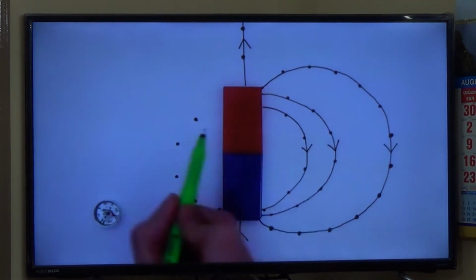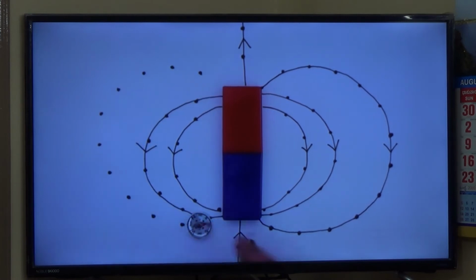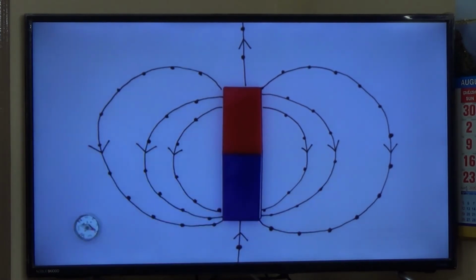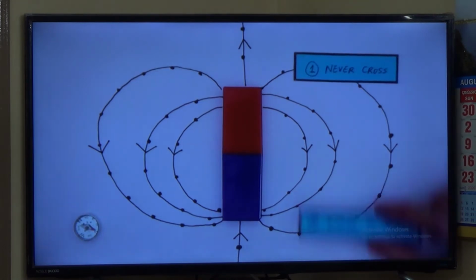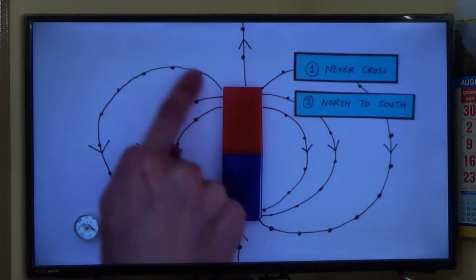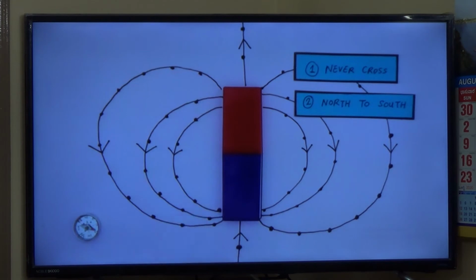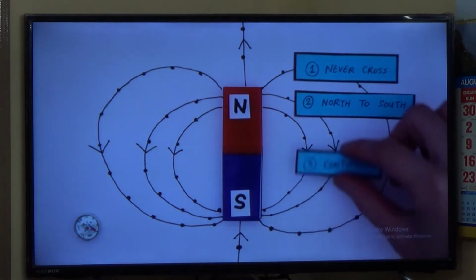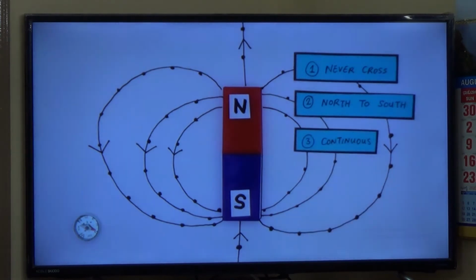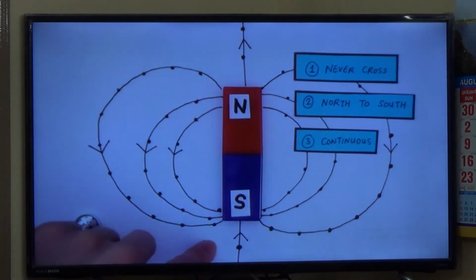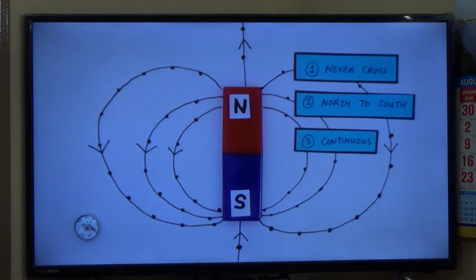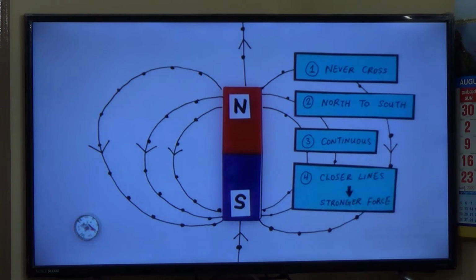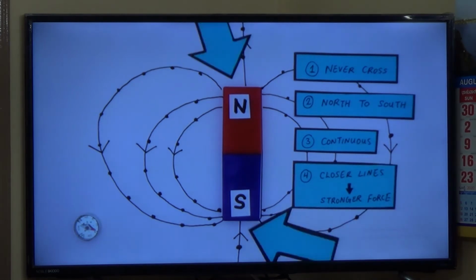Looking at the field that we've plotted, we can figure out the four main properties of magnetic field lines. Number 1, magnetic field lines never cross each other, they never overlap. Number 2, they always point from the north pole of the magnet to its south pole. North into south, so that must mean that this is north and this is south. Number 3, they are continuous. The only reason these lines have been cropped out here is because I've simply run out of space. Number 4, where the lines are closer together, the magnetic force is the strongest, and that's at the poles of the magnets.